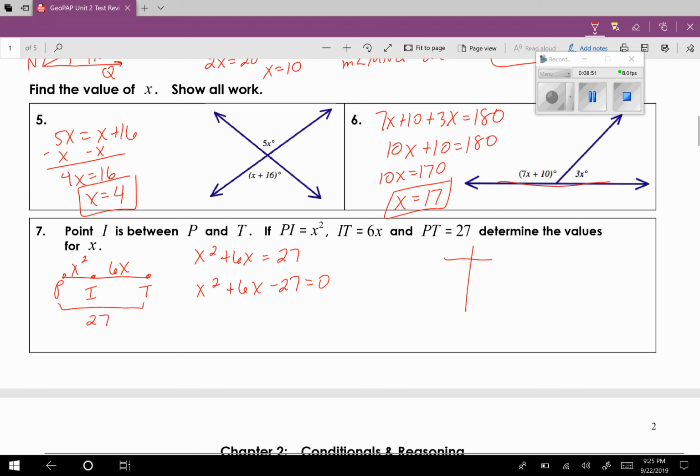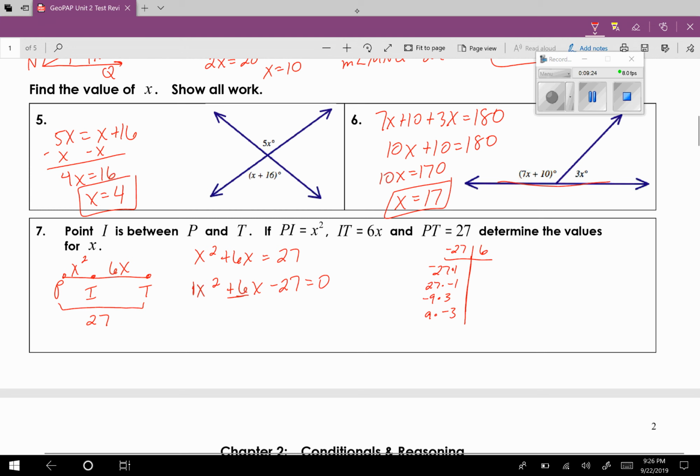Remember, you have to find two numbers that are going to multiply to a times c. So this is a 1 in front here. So 1 times negative 27. So we're looking for two numbers that multiply to negative 27, but then add up to a positive 6. So I have negative 27 and 1. I have 27 times negative 1. I have negative 9 times 3. Or I have 9 times negative 3. Okay, and those are my factors.